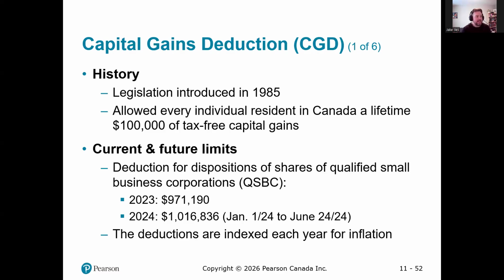So the capital gains deduction was first introduced in 1985, and what it did is it said everyone gets a certain amount of capital gains that they won't get taxed on. Everyone will get $100,000 of tax-free capital gains. That was its starting draft.